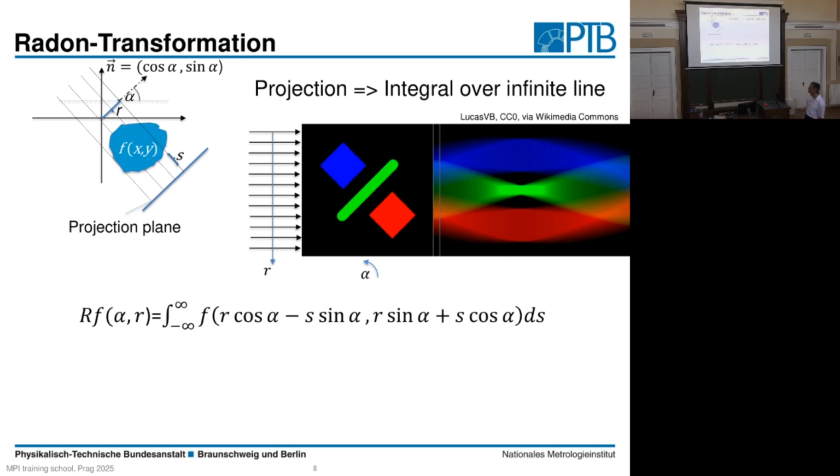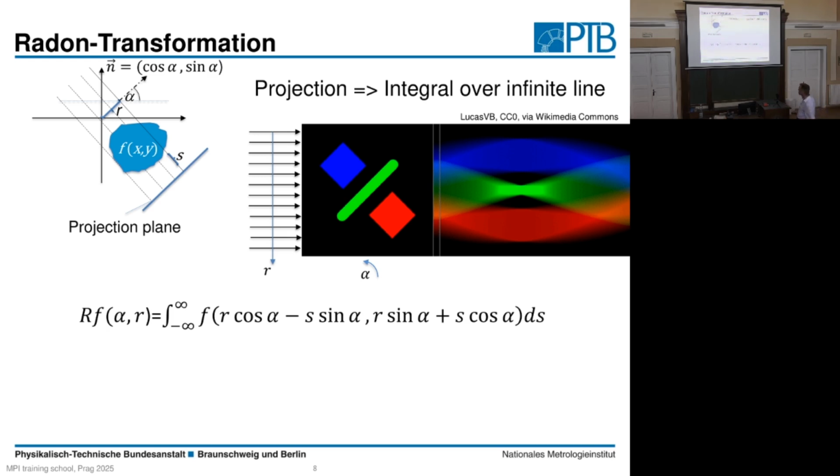Okay, next point, Radon transformation. The Radon transformation is the projection. We have seen this already yesterday. We reduced the dimension by 1, and it's done by the integral over an infinite line. And for this, we have to define the integration path over this infinite line, and for all possible lines that could exist in the space.